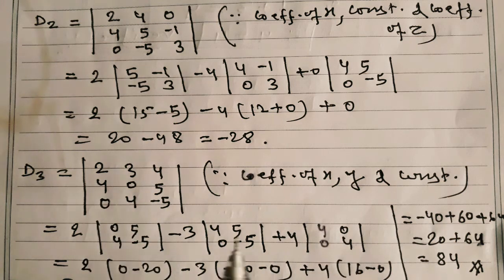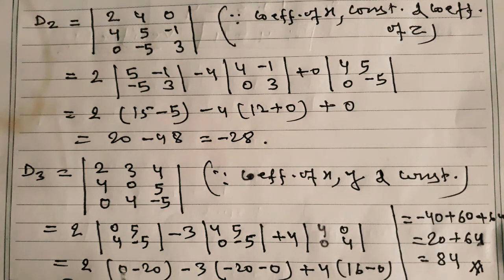Now let's find the values of the first, second, and third determinants. So 2 as it is, we take the difference of the cross products: 0 into 5, 0, then minus 4 fives are 20. Minus 3 as it is, we take the difference of the cross products: 4 into minus 5, minus 20, and then minus 0 into 5, we get 0. Plus 4 as it is, 4 into 4, 16, then minus 0 into 0, 0.